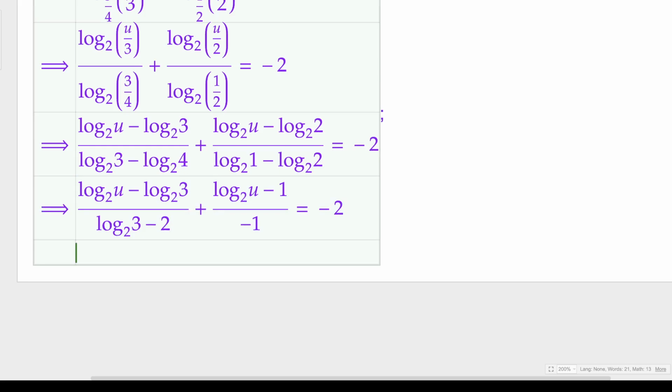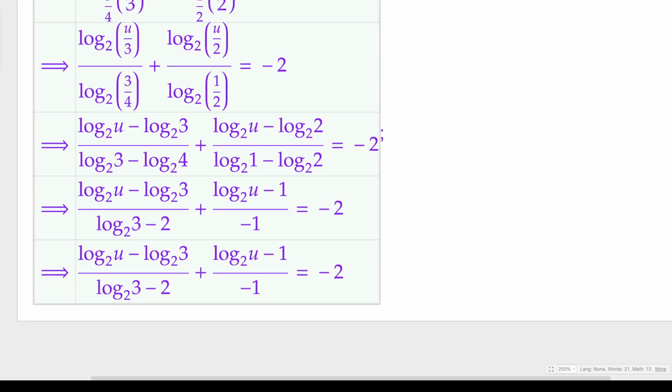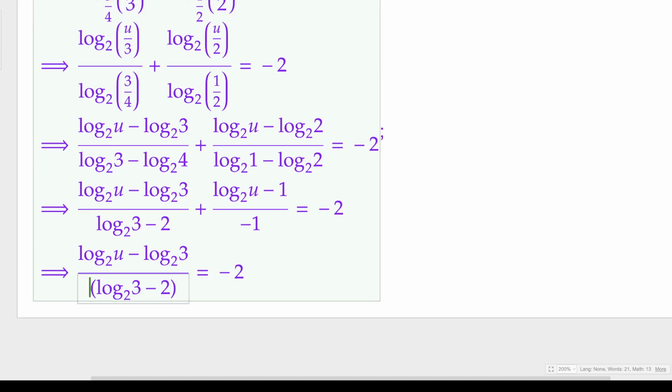So in the next step, this one I'll eliminate. My denominator would be negative of log 3 base 2, and this negative one, if I multiply with this, will become positive 2.